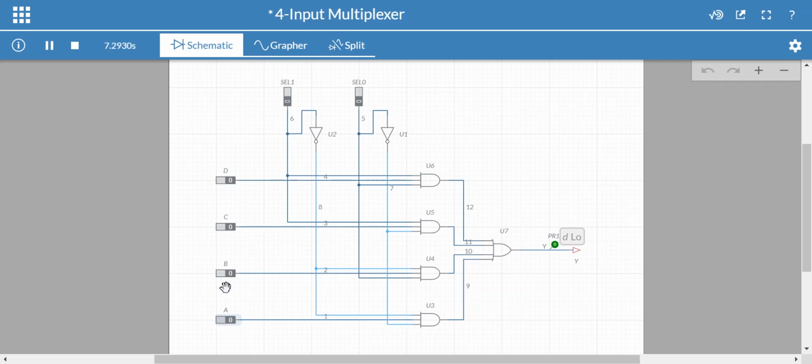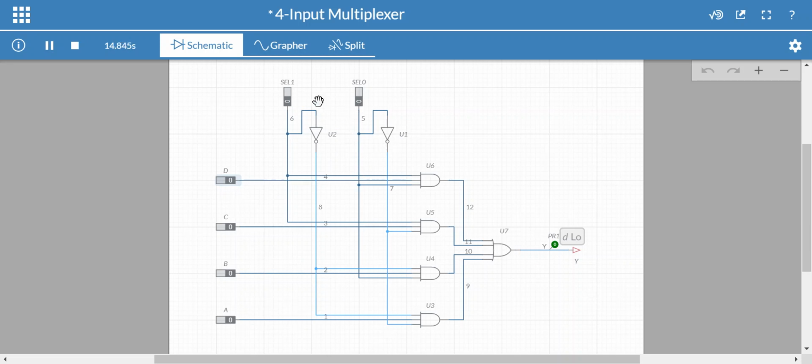Let me turn that off and turn this on. What happens if I turn on input number 1? Nothing at all. What happens if I turn on input number 2? Nothing at all. What happens if I turn on input number 3? Nothing at all. Because it's only reading what's on address 0, the 0th input.